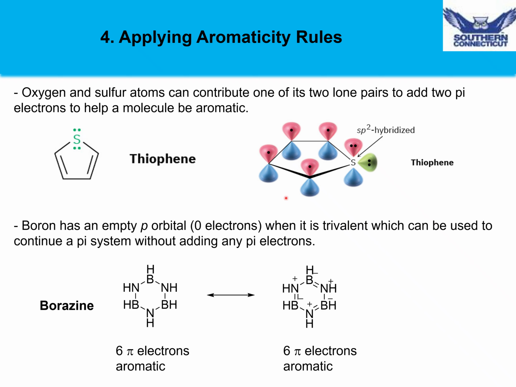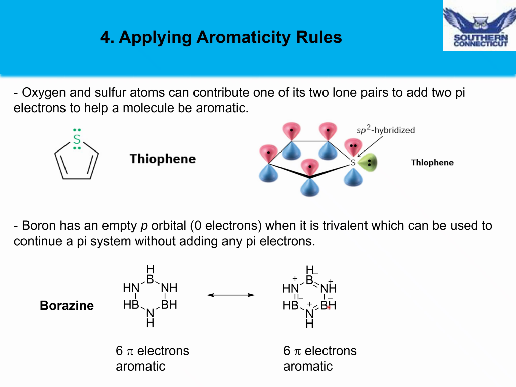An example is borazine, which has 3 nitrogen atoms and 3 boron atoms. The boron atoms are sp2 hybridized, and they will have 0 electrons from the p orbital. These nitrogen atoms, at least in borazine, will also be sp2 hybridized, and the lone pair will be counted in the pi electrons of this compound. And so this particular resonance form has 6 pi electrons and is therefore aromatic.